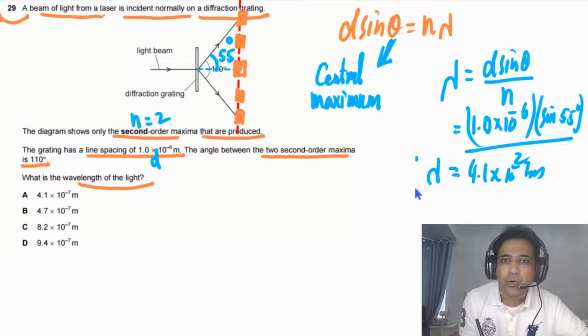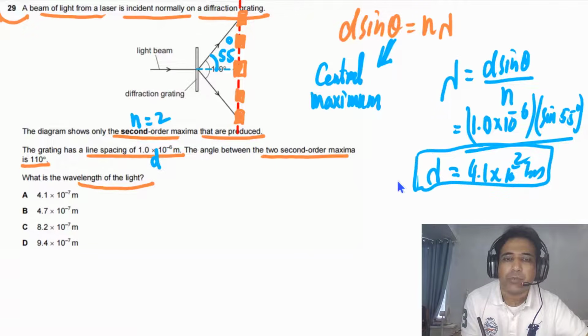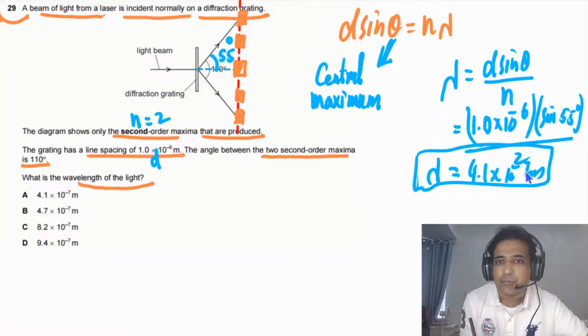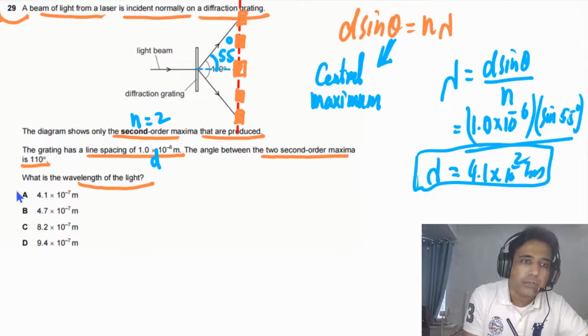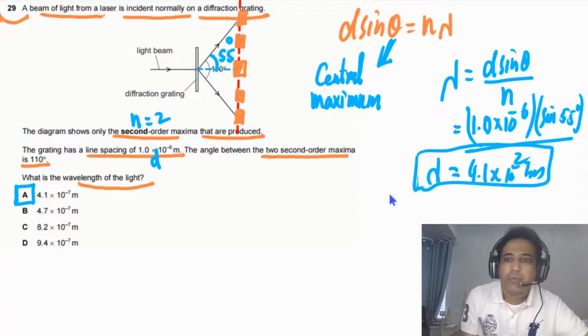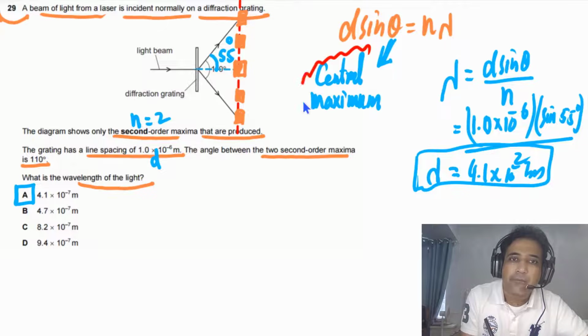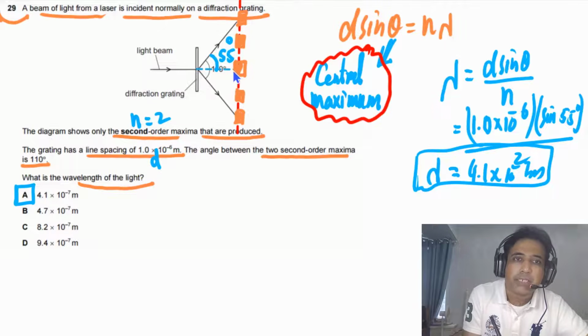So this is the value of the wavelength. This is how you can find it out: 4.1 times 10 to minus 7 meters. So the answer for this question is A. The only key concept you need to understand is from where you have to measure the angle. You have to measure the angle from the central maximum, meaning from this maximum.